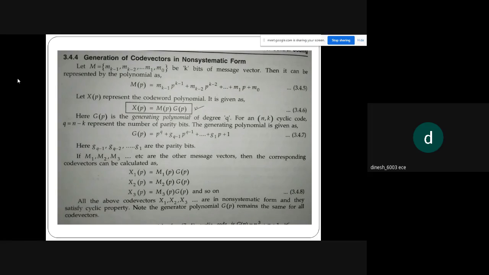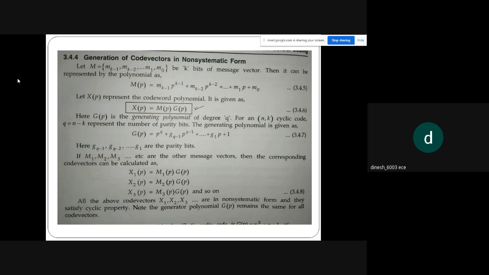Into q, so g of q minus 2 plus p of q minus 3 into g of q minus 3 till g of 1 into p plus 1. How do we get this? One is g naught into p naught. G naught is always 1. P power 1 is always 1. So we write it as 1. So the LSB will be always 1 here.